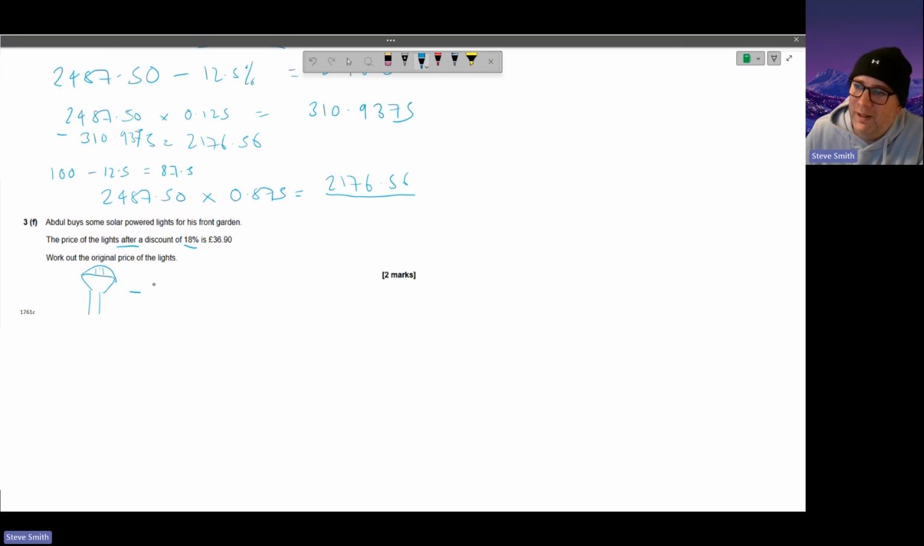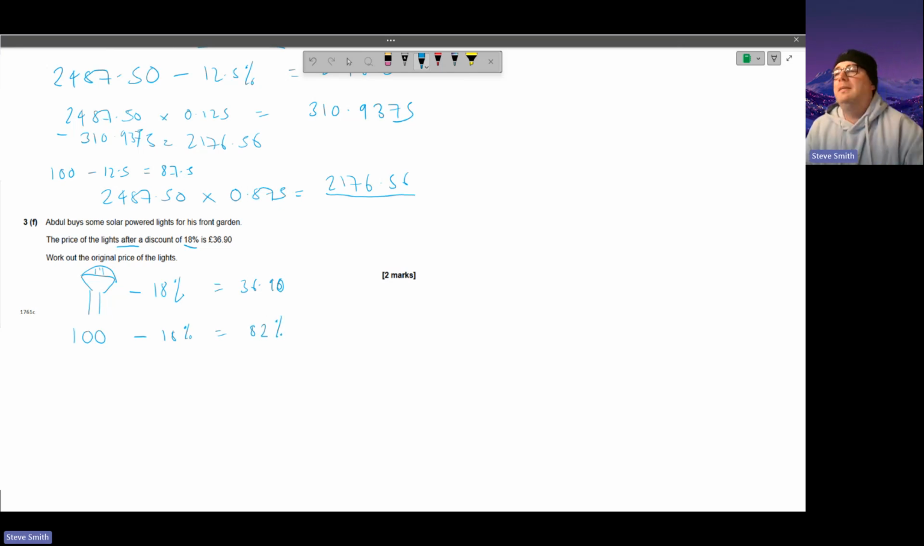Solar panel light, take away 18% equals £36.90. So the mystery is this solar panel light. We've got our amount here. The solar panel represents the 100%, doesn't it? That's what it was in the first place. It was 100% of its price. Work out the original price. So we've got the solar panel minus 18 equals this new price. 100 take away 18 is 82.